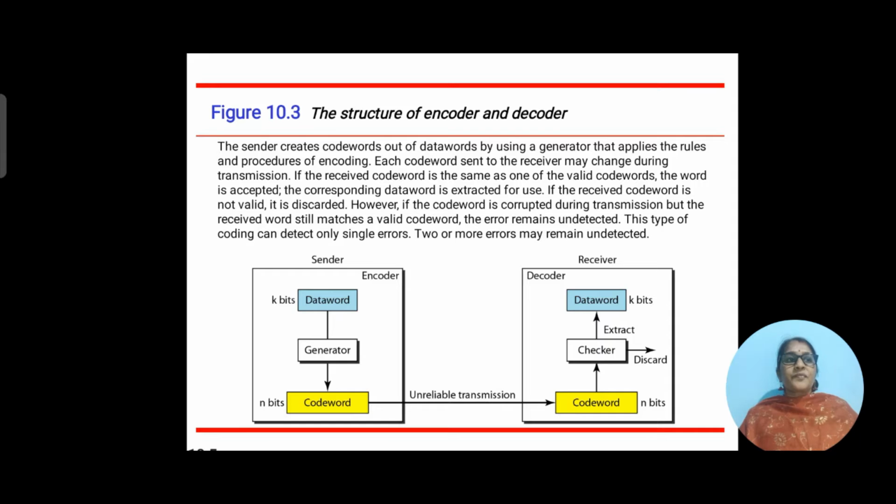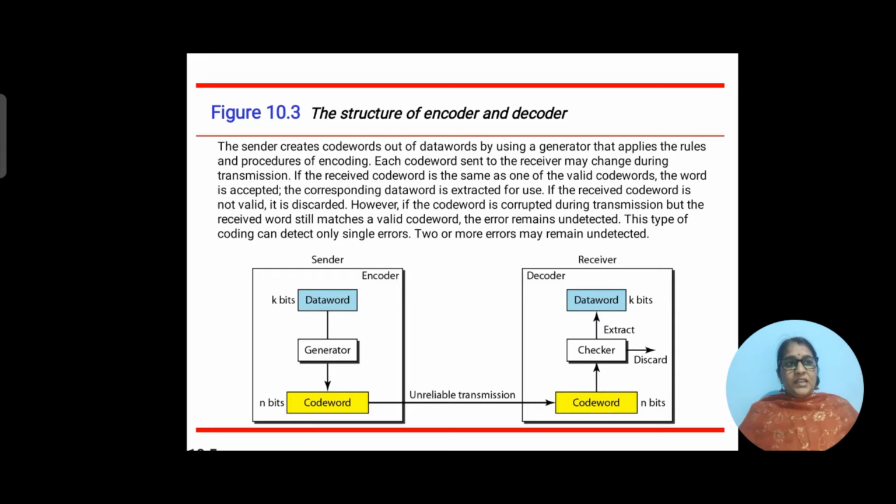However, if the code word is corrupted during transmission, but the received word still matches a valid code word, the error remains undetected. This type of coding can detect only single errors. Two or more errors may remain undetected.